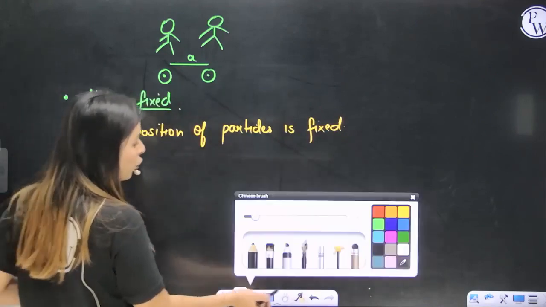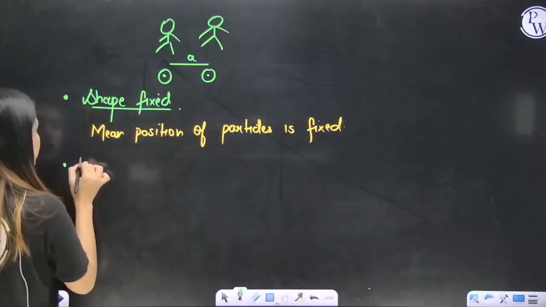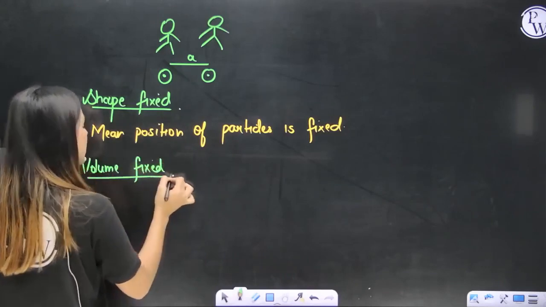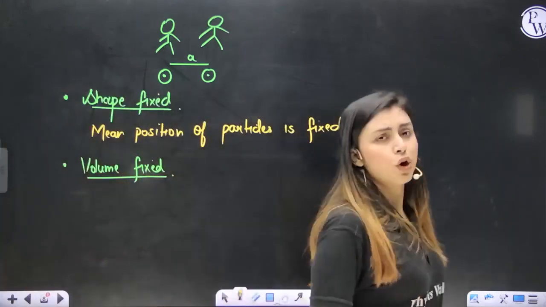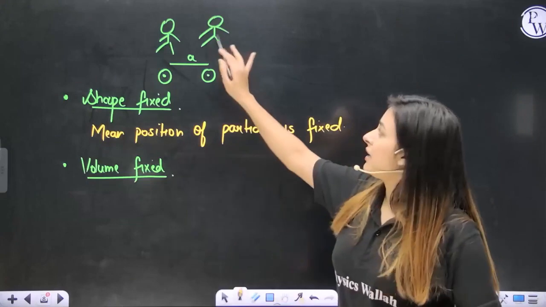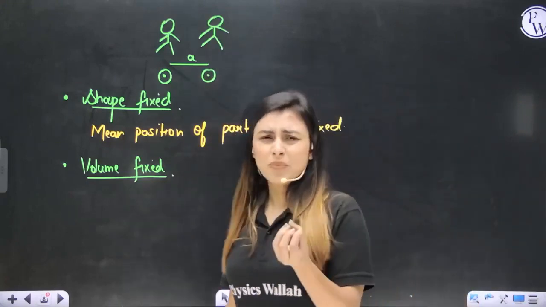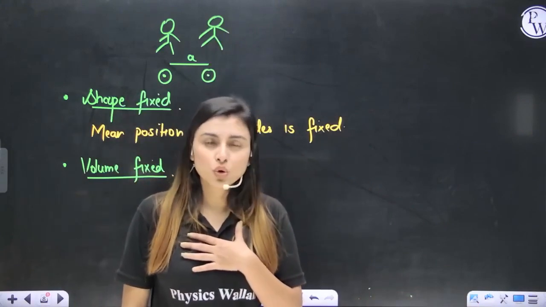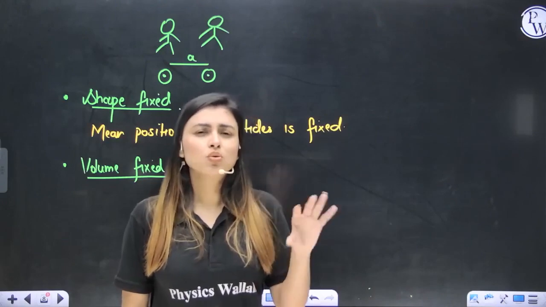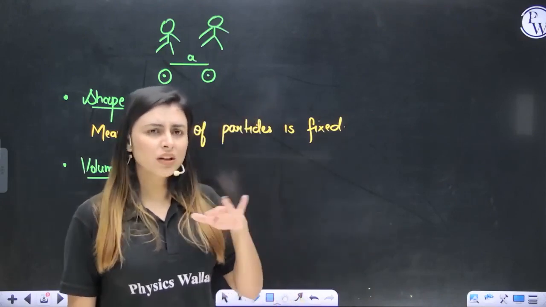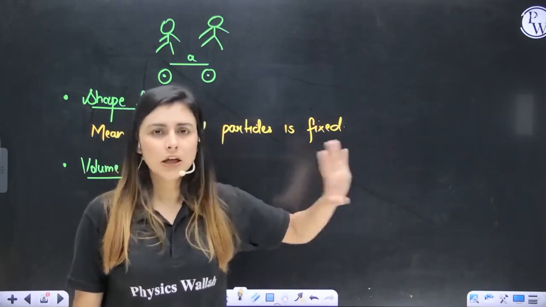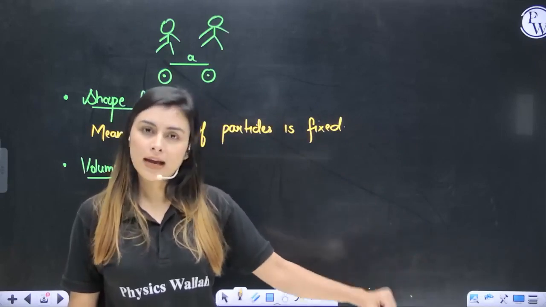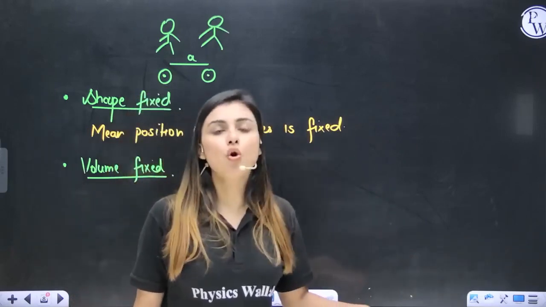Now, let's talk about the volume fixed. Now, when is volume fixed? For volume fixed, what I did, I gave these two friends some relaxation. I just thought that I am being very cruel to them. So, I'll just let them do something of their own. I just told them that you can change your positions. You can move. But you cannot remove your hands. This means that they'll have to hold their hands together.